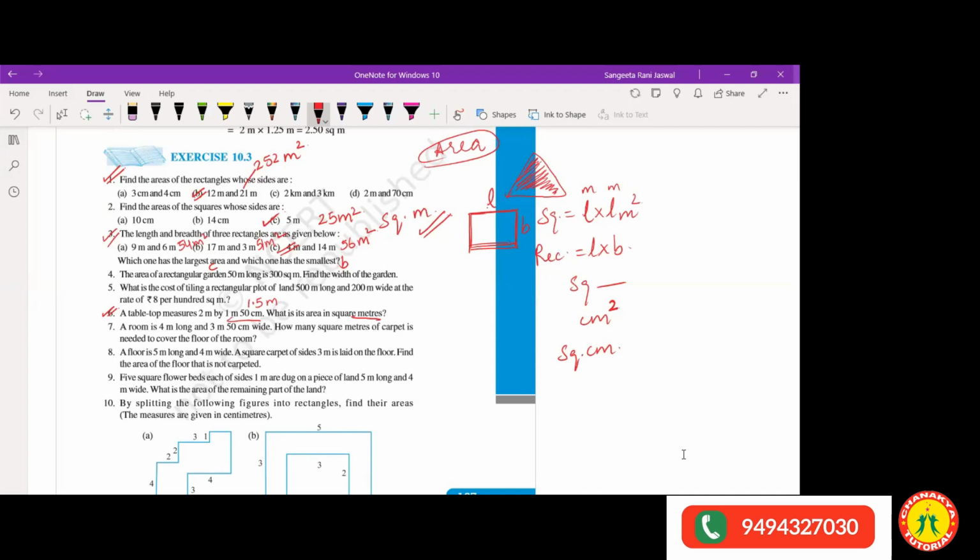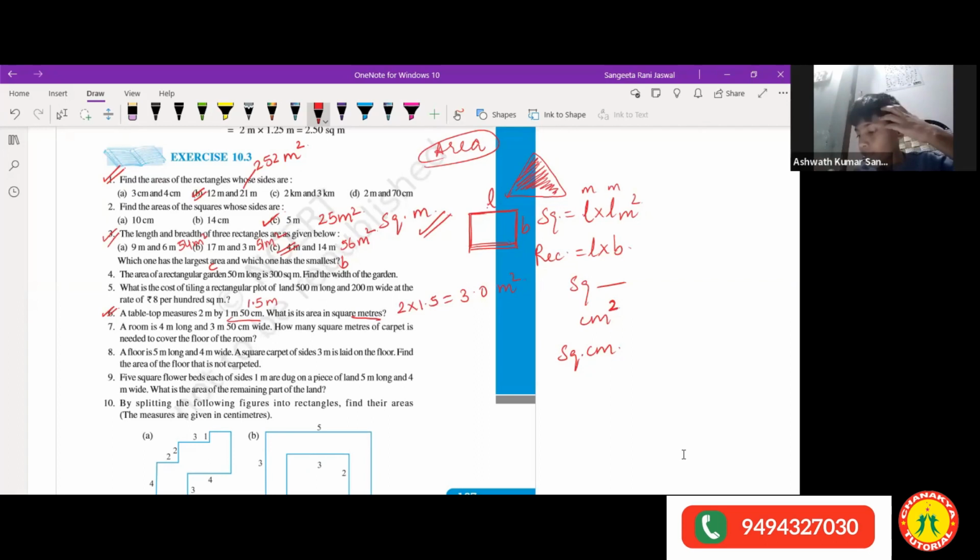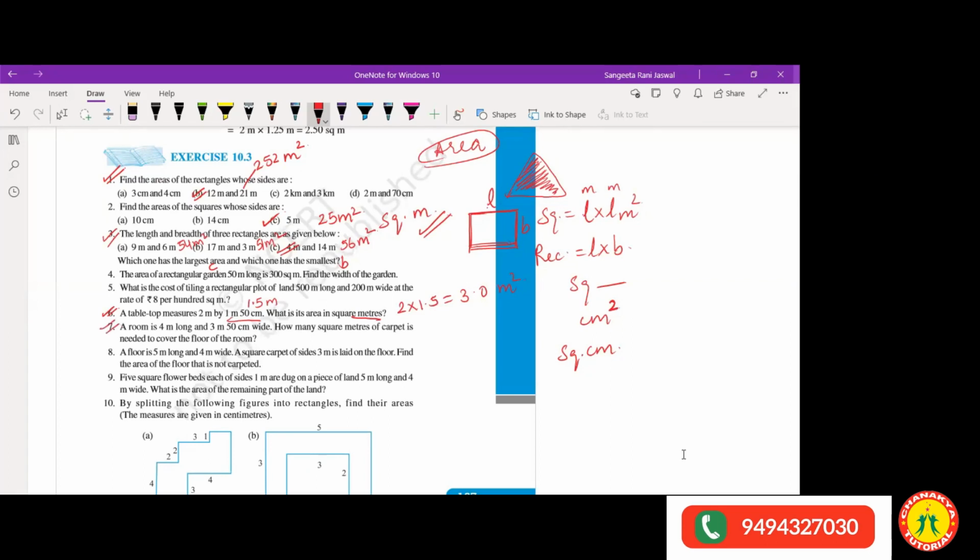Ma'am, 3.00 meter. Okay. Now see here, Adrit. Its area is length into breadth, since this is a rectangle. So 2 into 1.5 will be 3 square meter. Now, okay, let's do question number 7.